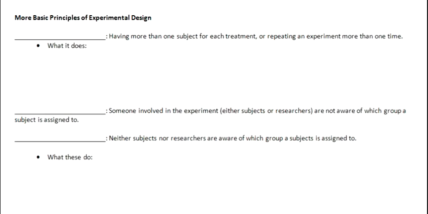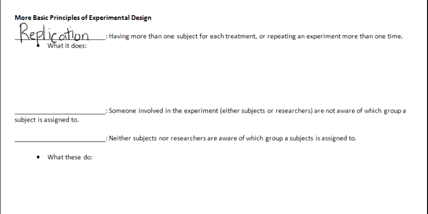Next, we will look at 3 more basic principles of experimental design. The first of these is replication. Replication has 2 meanings for us in the case of an experiment. Replication can either mean having more than one subject for each treatment, or it can mean that we repeat an experiment more than one time.